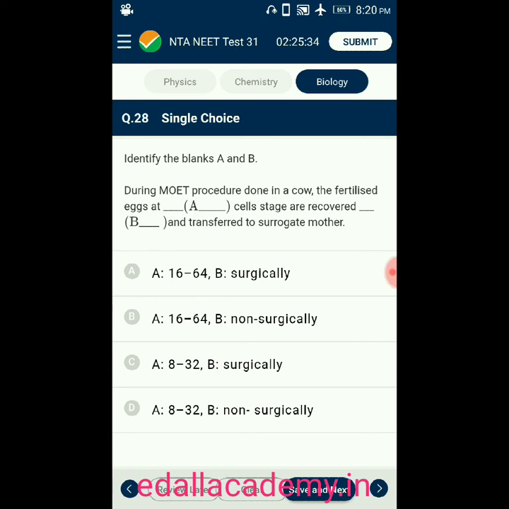A cow is injected with follicle stimulating hormone so that it can produce 6 to 8 eggs. Then the cow is either mated with an elite bull or artificially inseminated. The fertilized eggs at 8 to 32 cell stage are recovered non-surgically and transferred to the surrogate mother. So the answer for this question is option D. A represents 8 to 32 cells and B represents non-surgically. So the correct option is D.